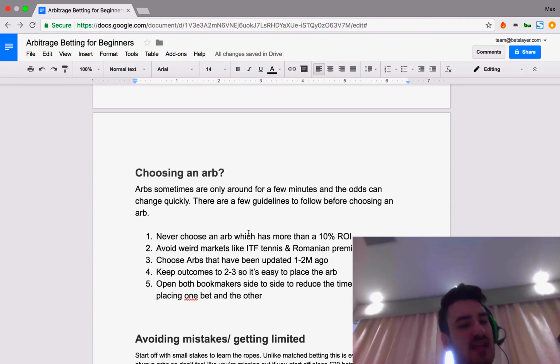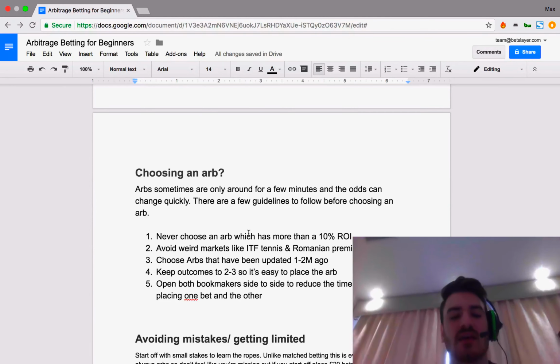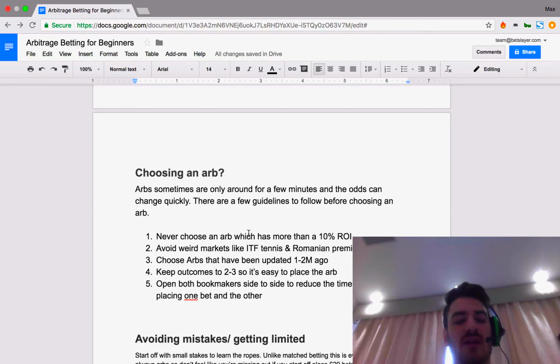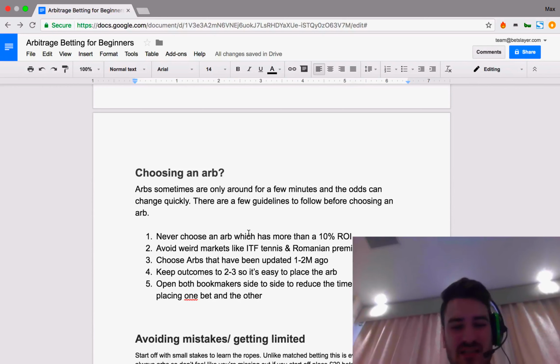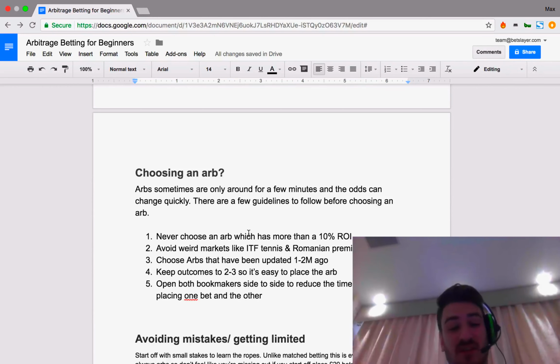Avoid weird markets like ITF tennis and Romanian Premier League, and choose ARBs that have been updated only 1 to 2 minutes ago, because, as I said, it moves quickly. Keep outcomes to 2 to 3, like total goals, under over, football matches, tennis matches, snooker, because that makes it far easier to place the ARB. If you're on something like horses, you have to place like 7 to 9 bets, and maybe that's enough time that things move.